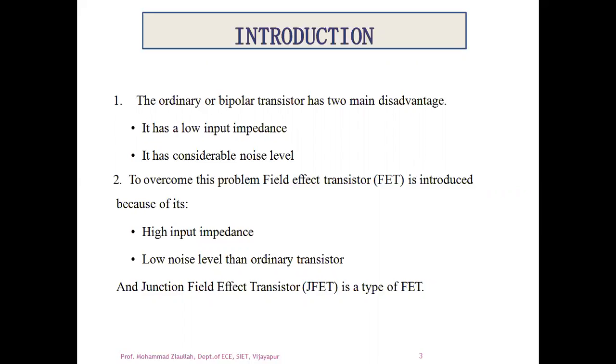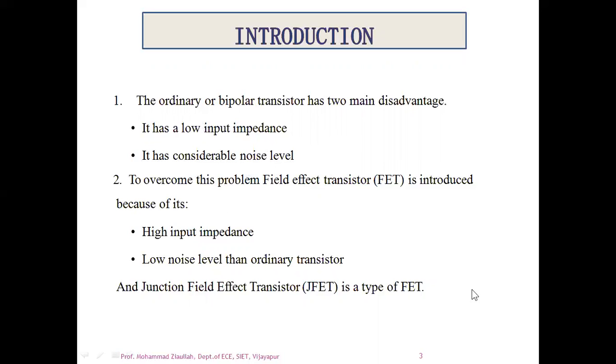Basically, if you take a bipolar transistor, it has mainly two disadvantages. The first disadvantage is it has a very low input impedance, and the other is that its noise level is a bit more compared to other families of transistor. Just to overcome this problem of noise and low input impedance, this problem can be resolved by making use of the field effect transistor.